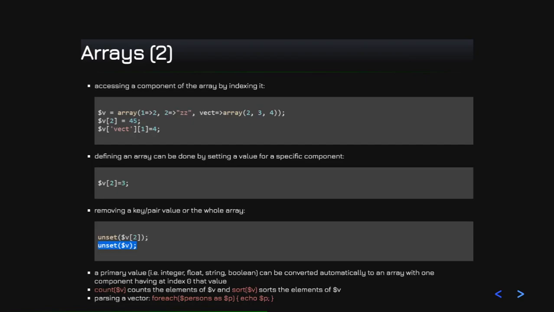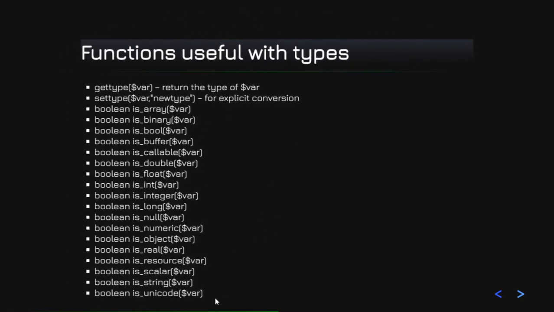Some useful functions: count, which counts the number of elements of an array, or sort, which sorts it, and we can parse it like this, where the variable p will take as values all the values of the person's array. You've already seen an example before. Some functions are useful with types. We can get the current type of a variable like this. We can convert it like this. We can check whether it is an array, a binary, boolean, buffer, callable, and so on.